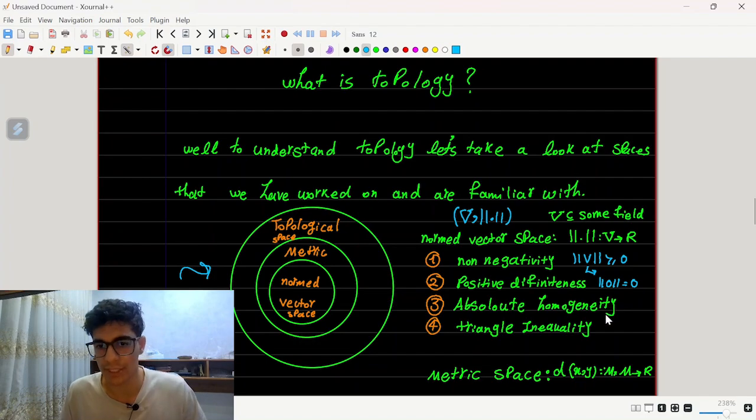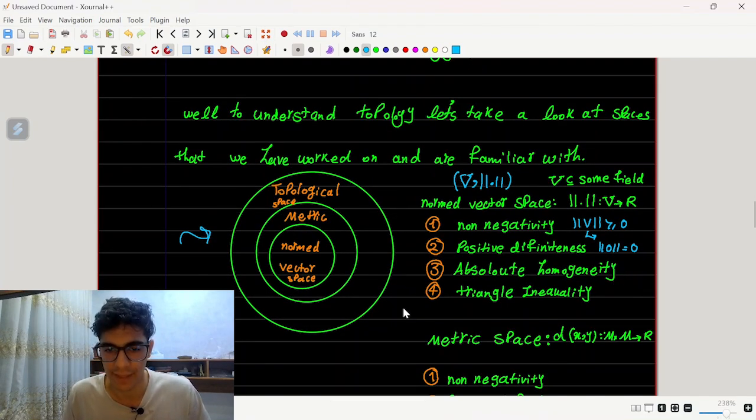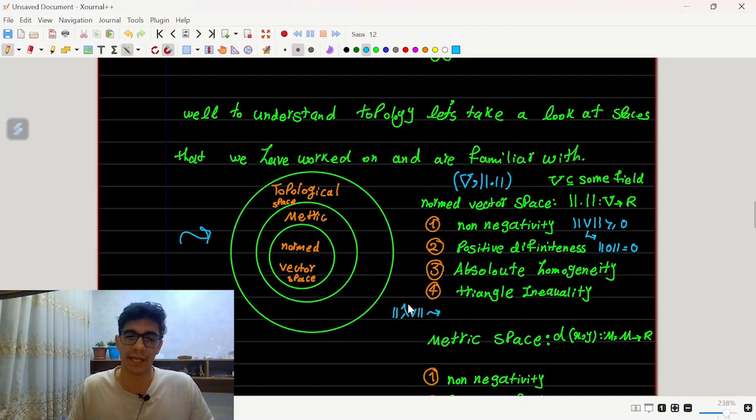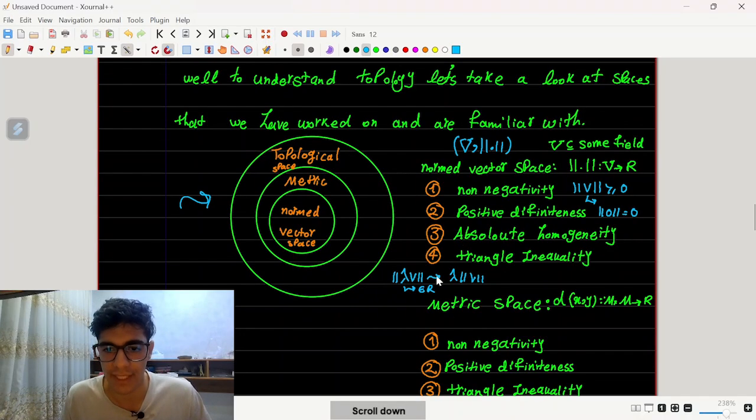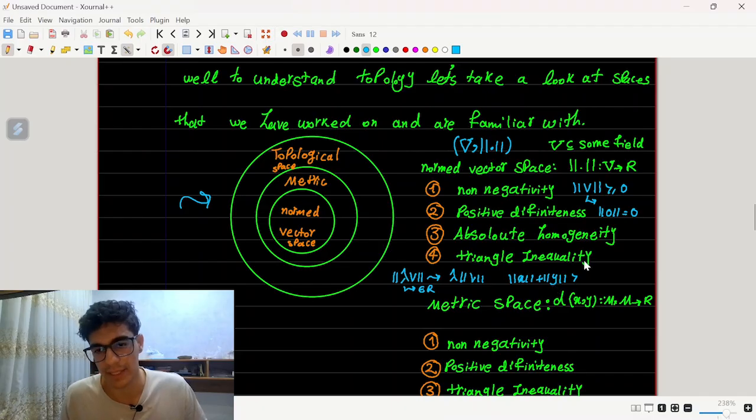Then there is absolute homogeneity, which means that, for example, if we have this vector in our vector space, and we take the norm of it, and lambda is a member of R, then we can write it like this. These two are equal. That's what the third condition means. And then there is the triangle inequality. I'm sure you're all familiar with this, but I'm going to write it anyway: the norm of x plus the norm of y is greater than or equal to the norm of x plus y.